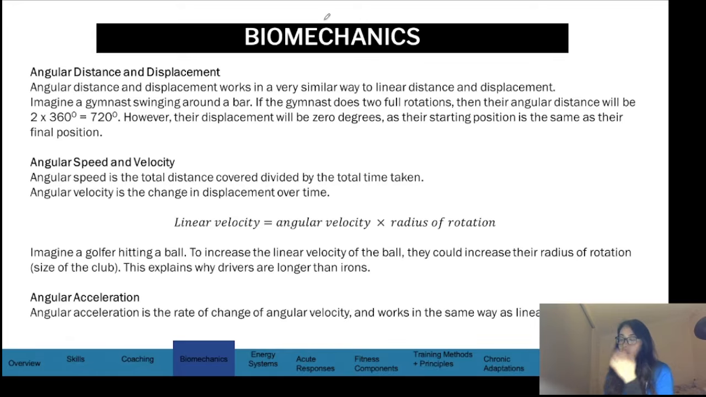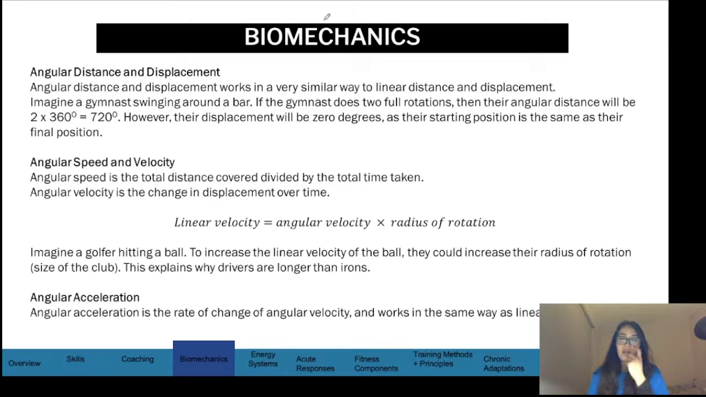Same thing if you get a longer club, then you have an increased radius of rotation because that radius is longer as the club is longer, so you can hit further. And so drivers are the golf club you use when you hit off the tee, right?